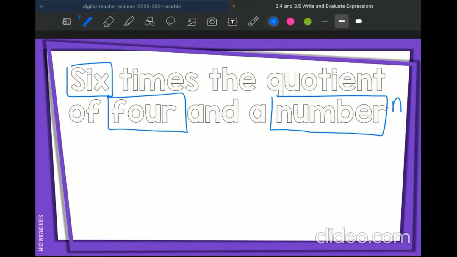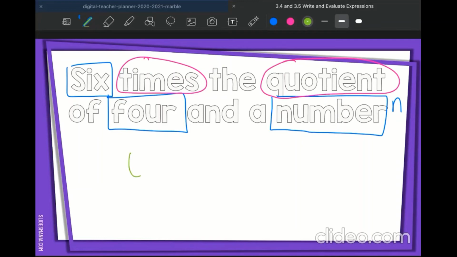What words do you see in here that might represent an operation? Quotient, good. Are there any other words? Times. All right. So now I'm just going to write this out exactly as it is, because do I have the word "than" in it? No, there's no "than" in it, so I can just write it in the order.